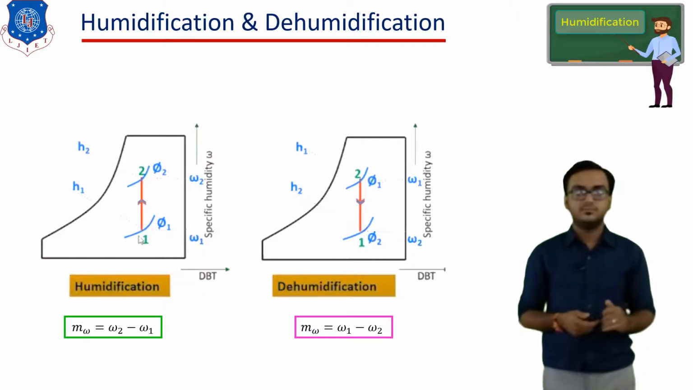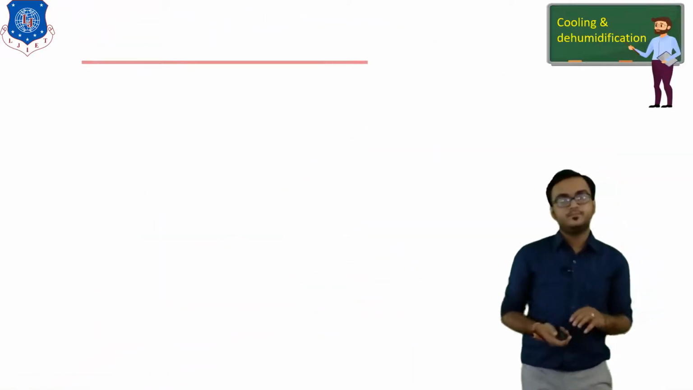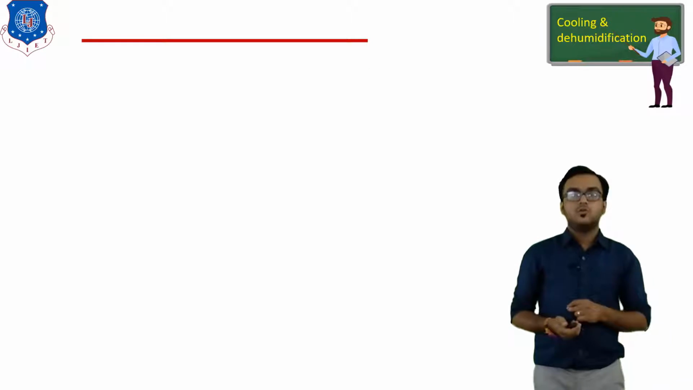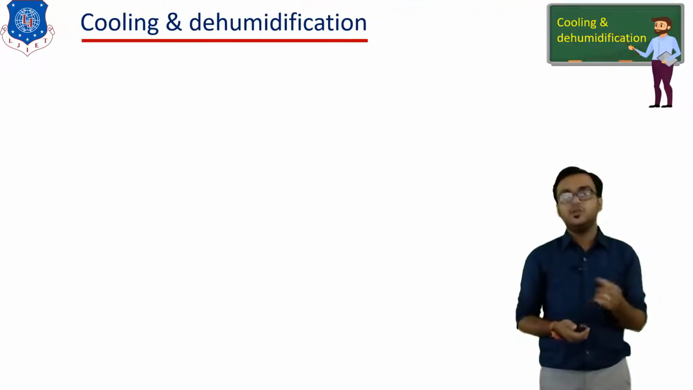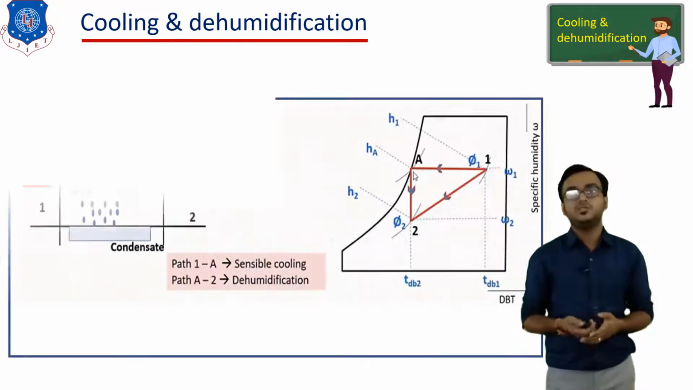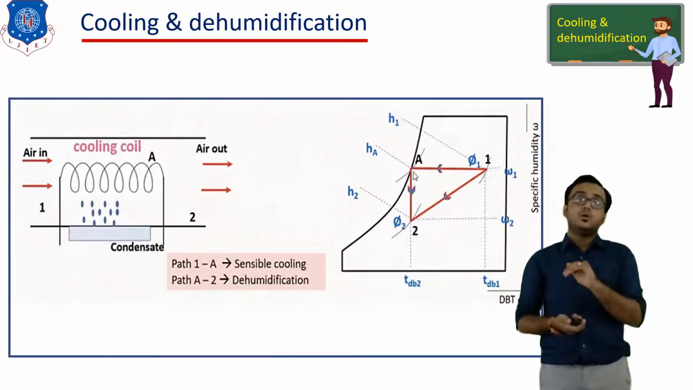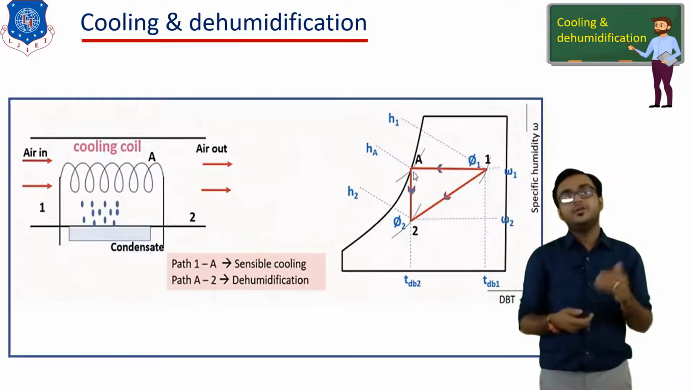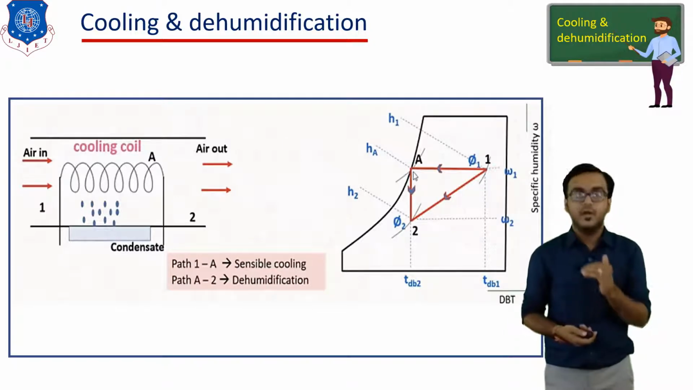Clear? Okay, clear. Now I would like to start the next process, that is the combination of cooling and dehumidification. Okay, in India, in the majority of air conditioning systems, we perform the cooling and dehumidification process during the summer season. So cooling means to reduce the temperature of air, while the dehumidification process means to remove the moisture from the air.